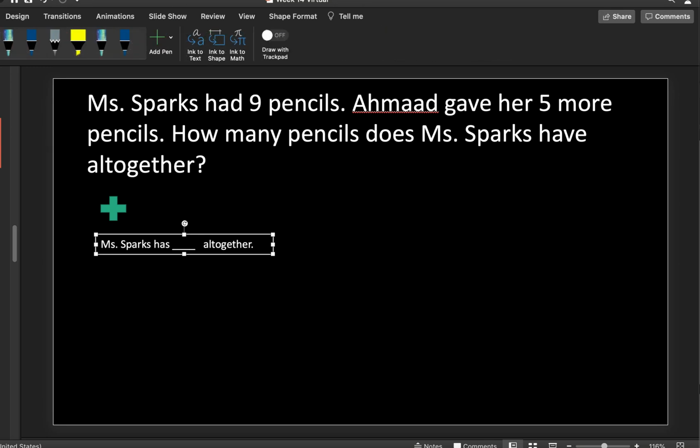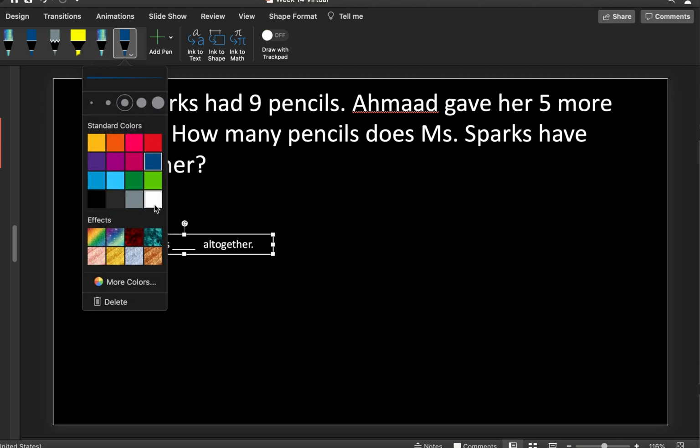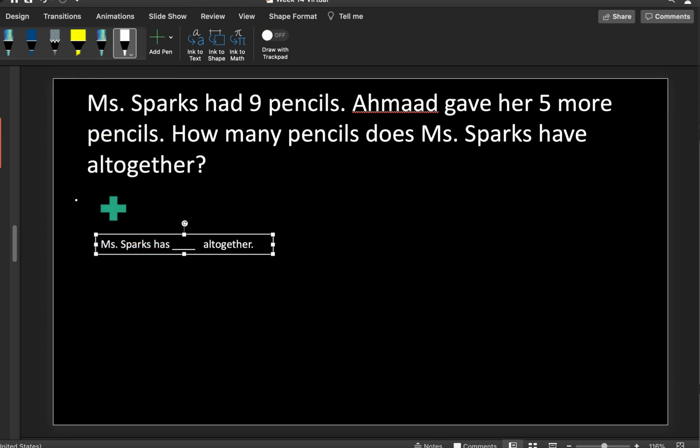So I'm going to have my first step in. Miss Sparks is going to draw in her first step. She's going to label these just so it's easier. Sorry, you got to be patient with Miss Sparks as she's doing it on the screen. There we go. So step 2, we have our sentence stem. Miss Sparks has blank altogether. So we got to figure out altogether.